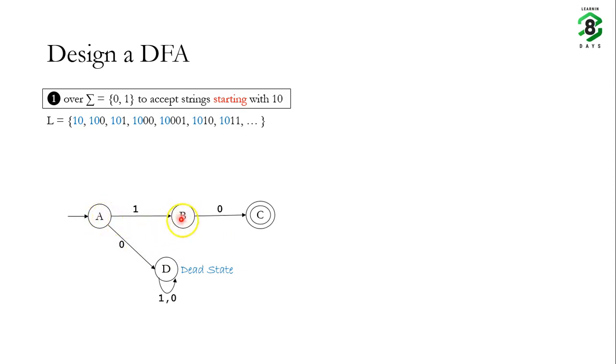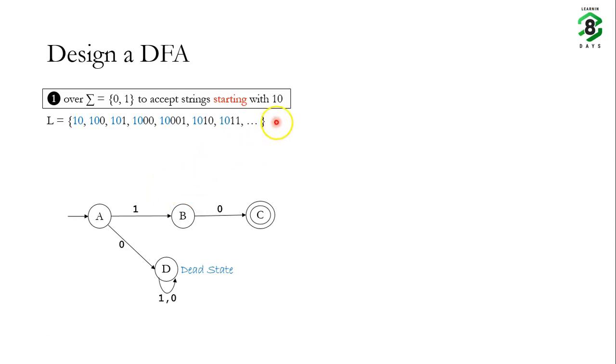Let's look at state B. From state B, if we get a 0, we go to state C. What will happen if we get a 1 in state B? So remember, when we are in state B, that means the first symbol scanned was 1. If the next symbol is also going to be 1, then that is a string starting with 1 and 1. The string starts with 2 ones.